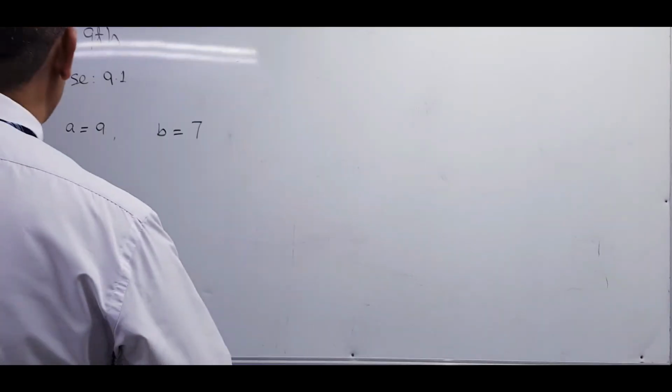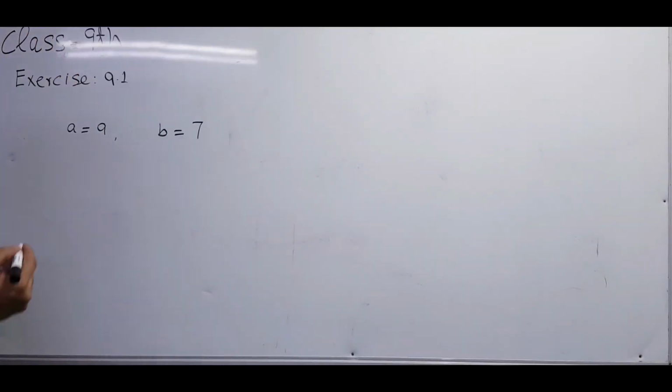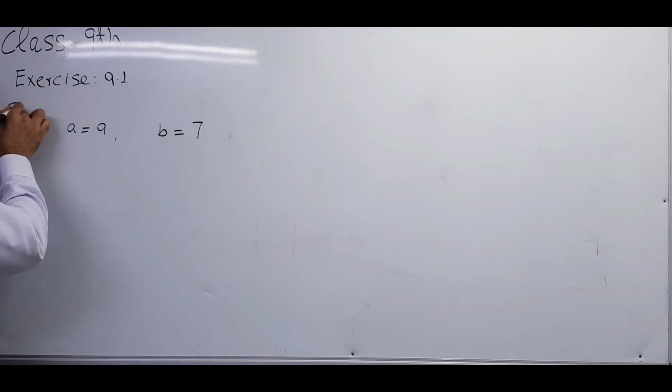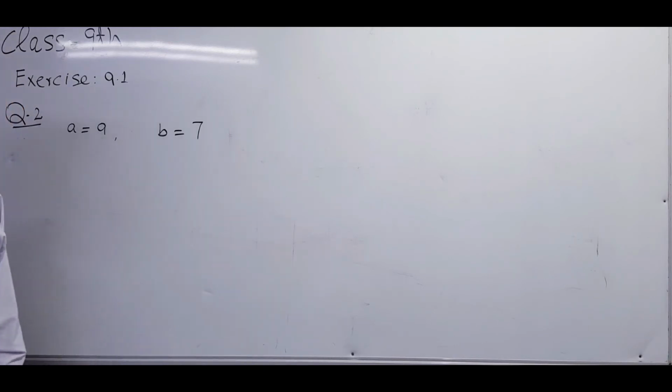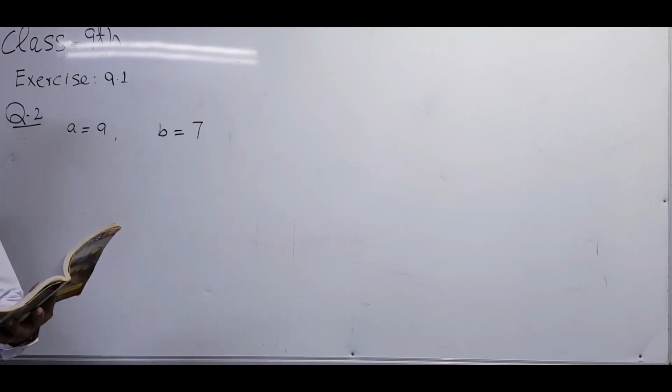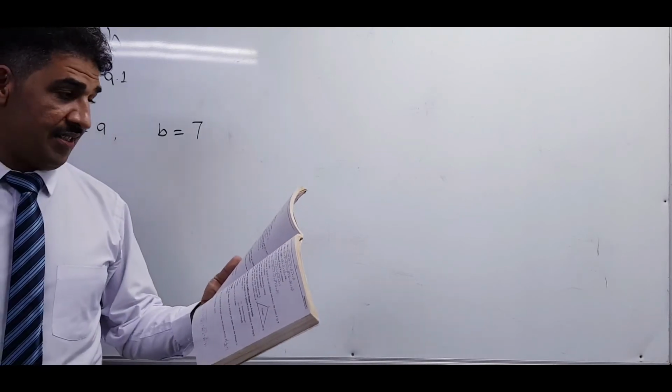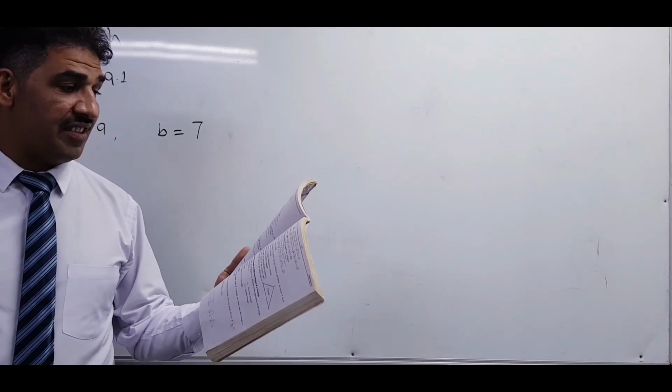Now students, we are going to solve question number 2 of exercise 9.1. This is only A and B. According to the statement of the question, let P be the point on the x-axis with x coordinate A.